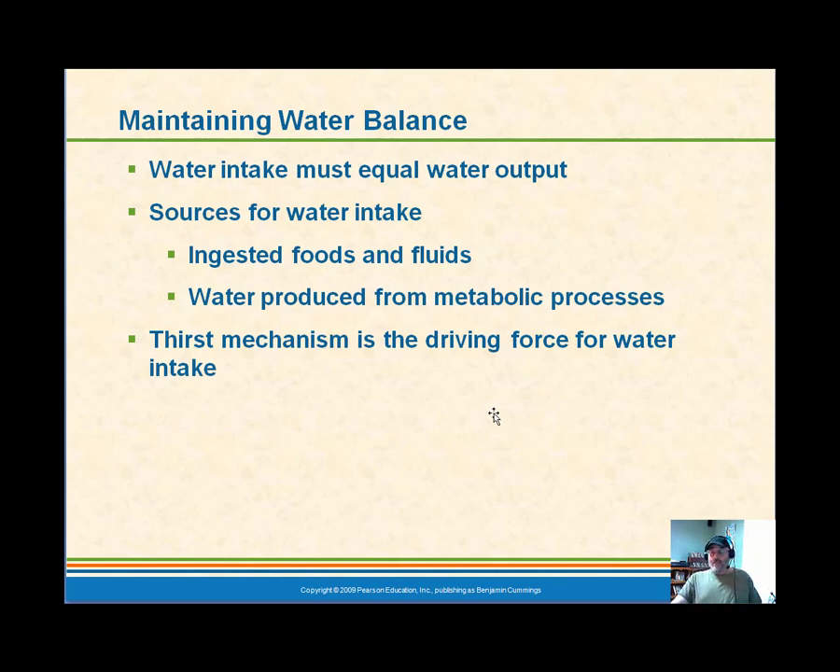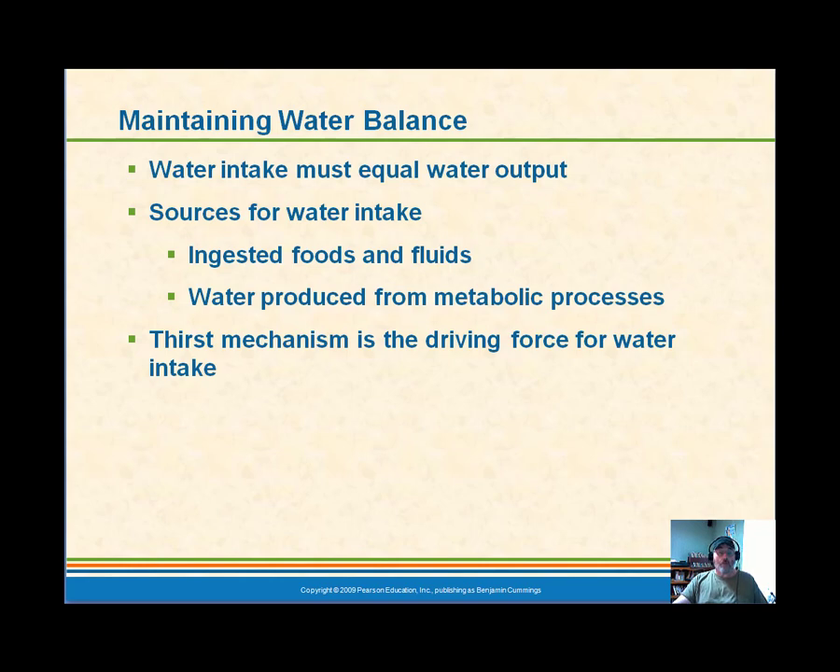Now, we have a mechanism to make sure that we are keeping enough water in our system, which is a thirst mechanism, which forces us or reminds us to take in water. Now, one thing that happens when we age is that the thirst mechanism becomes less effective, less efficient, so we don't realize that we need water as readily when we get older. So it is good for the elderly to monitor their water intake a little more carefully than younger people.